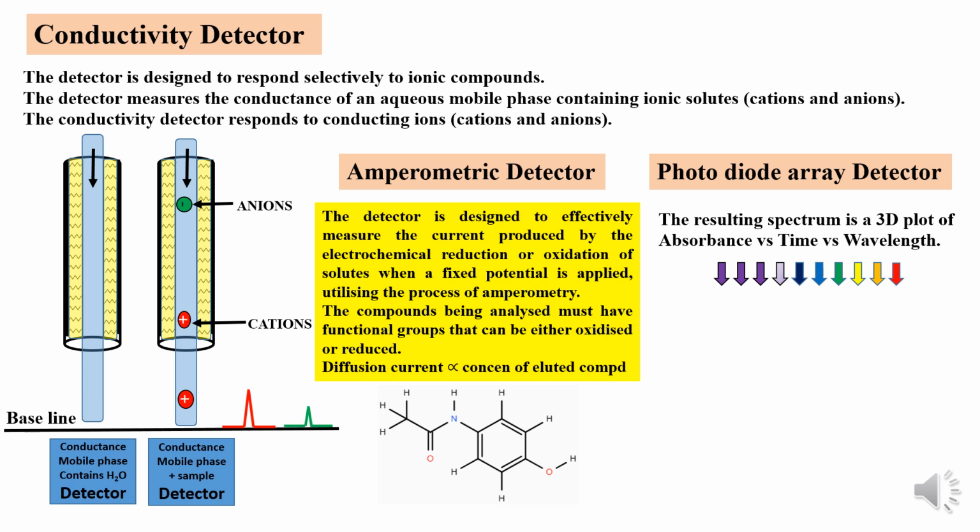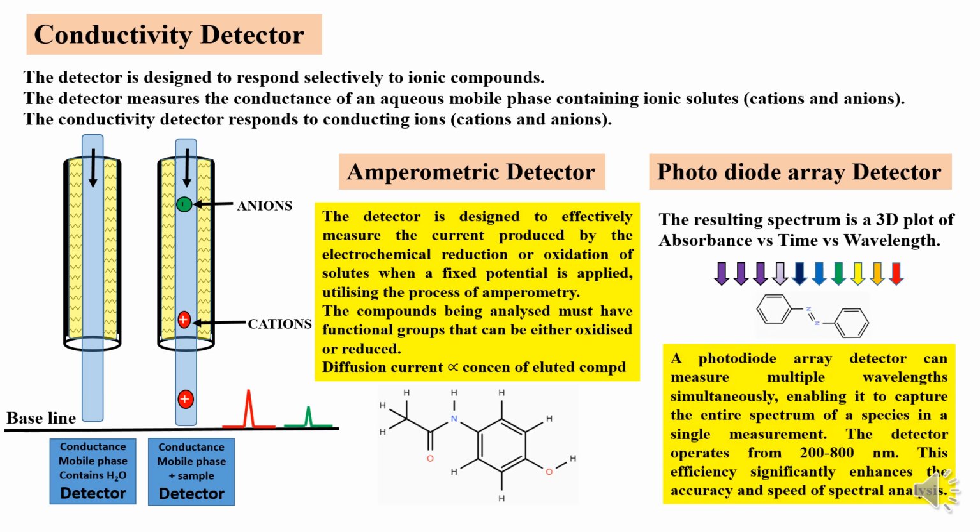And the principle that it works on is almost similar to that of the variable wavelength detector. So a photodiode array detector can measure multiple wavelengths simultaneously, enabling it to capture the entire spectrum of a species in a single measurement. And the detector operates based on the same principle as that of the variable wavelength detector, providing wavelengths ranging from 200 to 800 nanometers, which covers both the UV as well as the visible region. And this efficiency significantly enhances the accuracy and speed of spectral analysis.